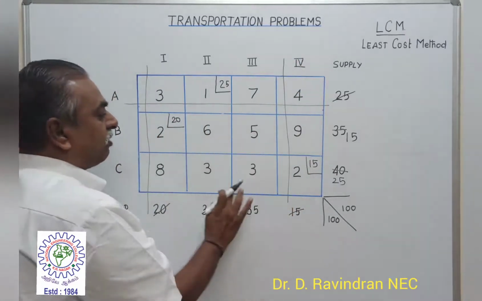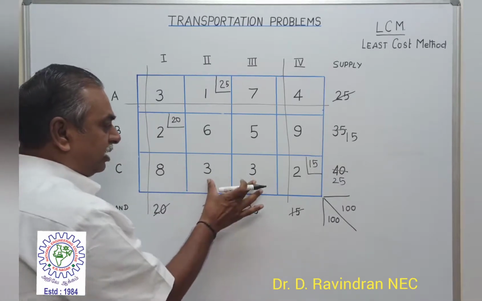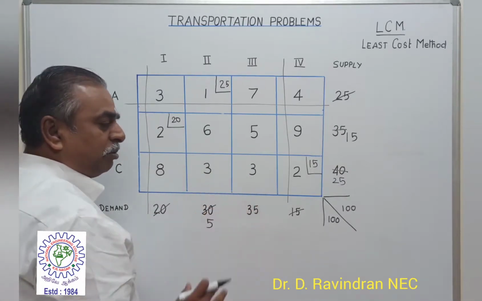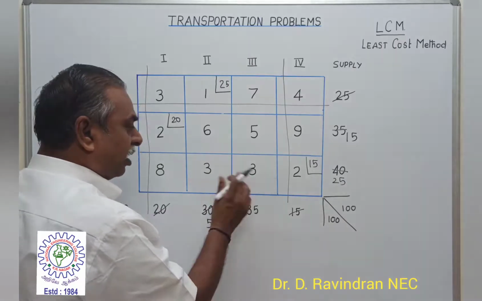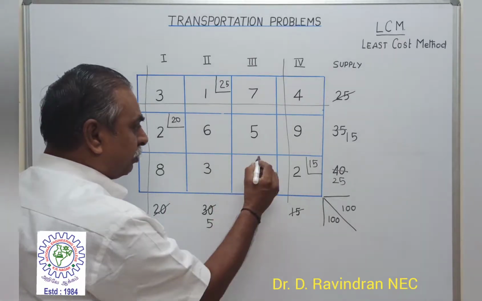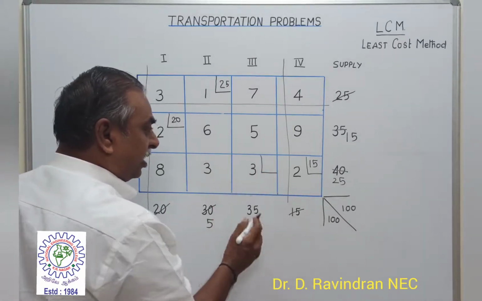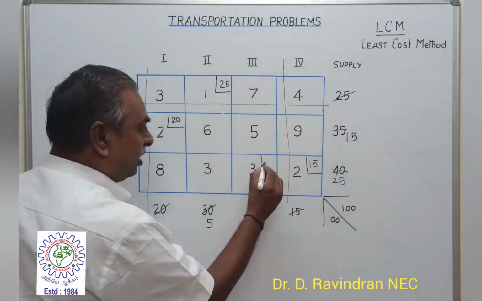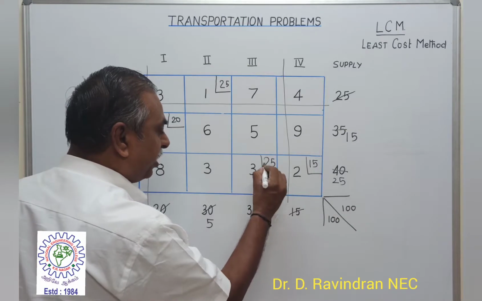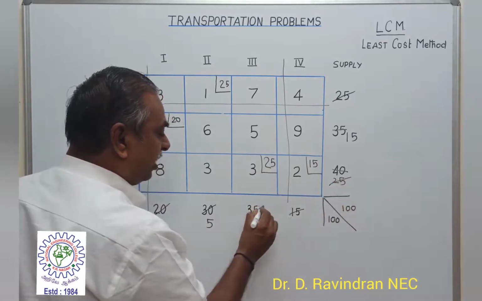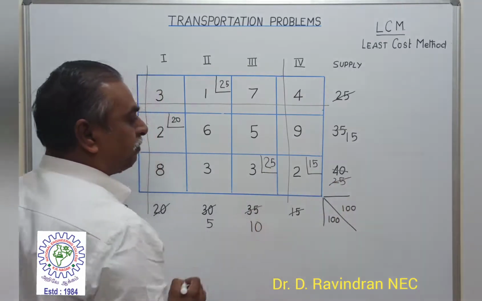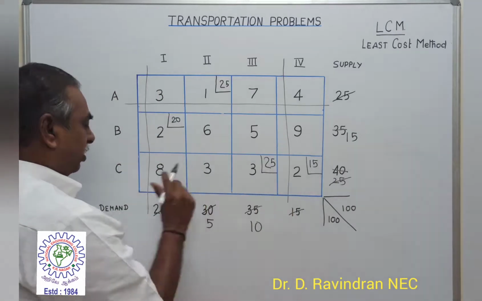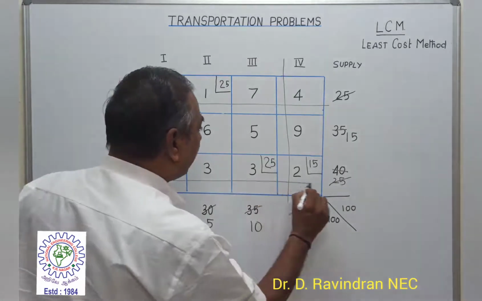Now there are 4 cells left over. In this there are 2 minimum elements, and arbitrarily we can choose any one. Suppose we consider this one, where 25 units is the supply and 35 units is the demand. So we can allocate only 25 units. So this will be exhausted, and 10 more units will be needed here. Since this row's requirement is over, we can strike off this row.